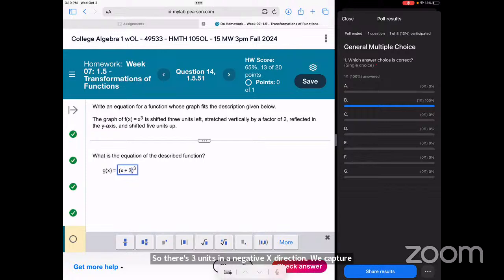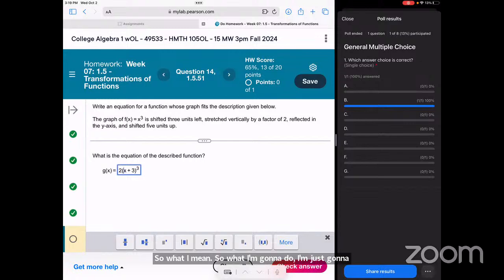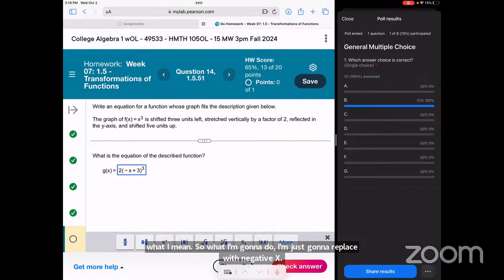It says it's stretched vertically by a factor of 2, so that's the outside manipulation. We multiply by 2. Reflect in the y-axis, so that's going to flip horizontally. So what I'm going to do is replace x with negative x. And then shift it 5 units up. Okay, I'm going to go with this.